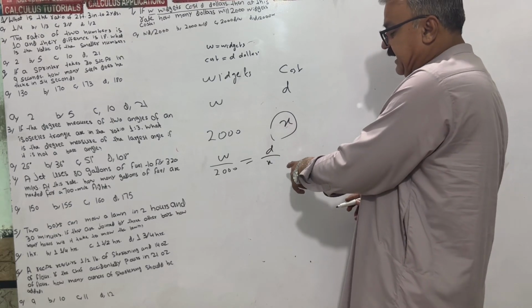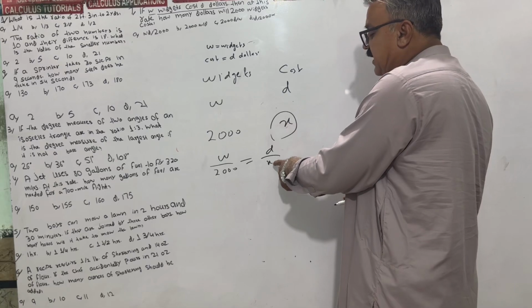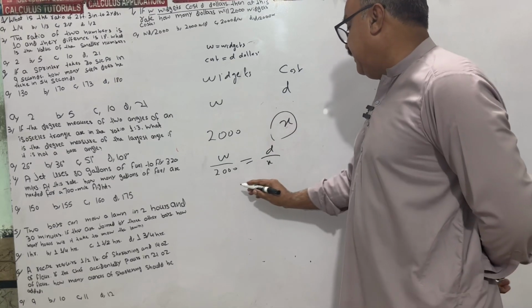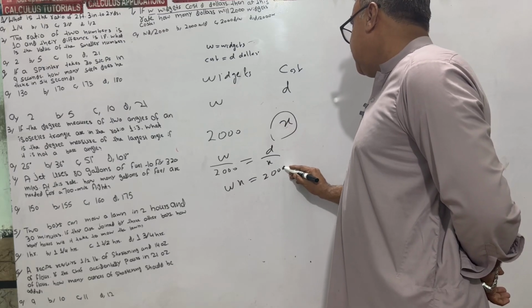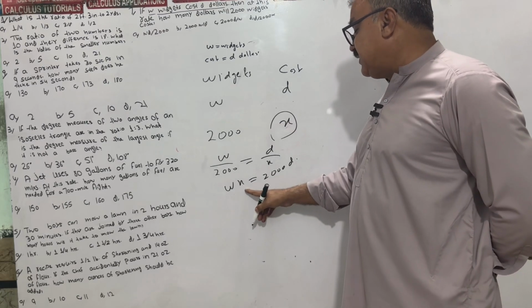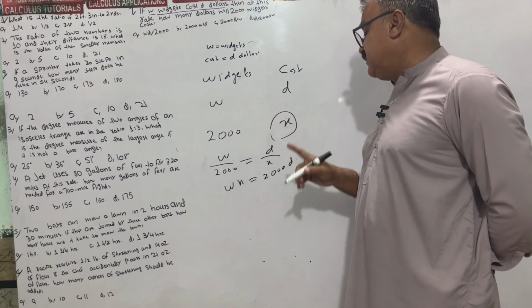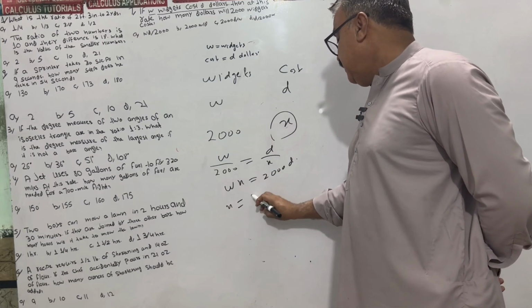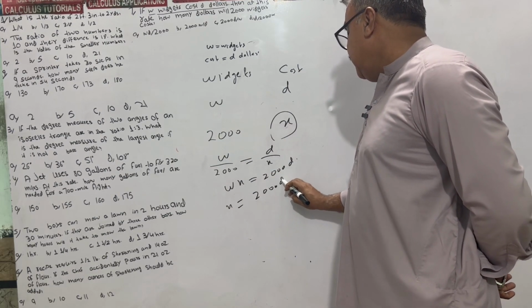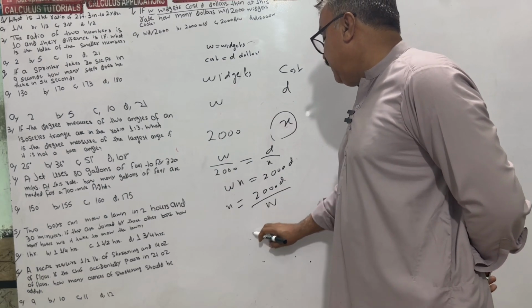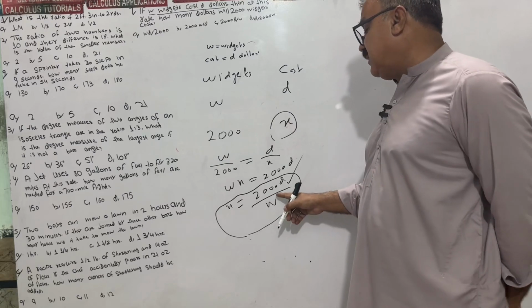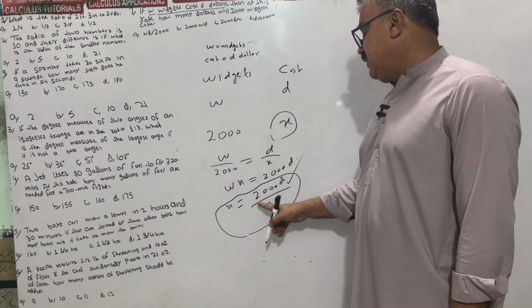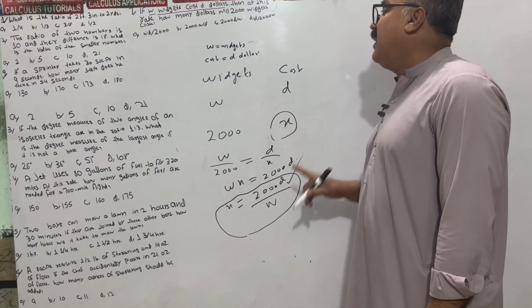We are interested in X. Cross multiplication leads us to W times X is equal to 2000 times D. I'm interested in X, the price for 2000 widgets. So X is equal to 2000 times D divided by W. That's the cost for 2000 widgets, that is 2000 times D over W.